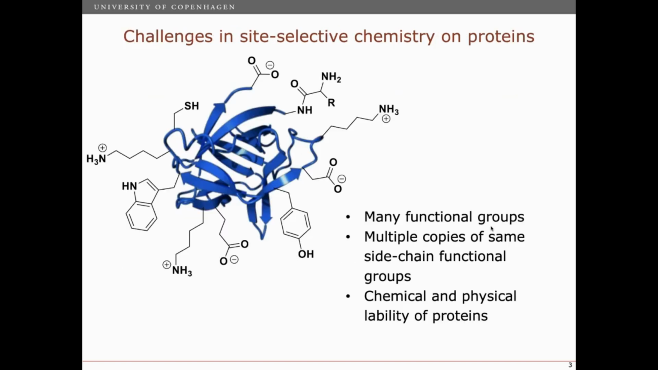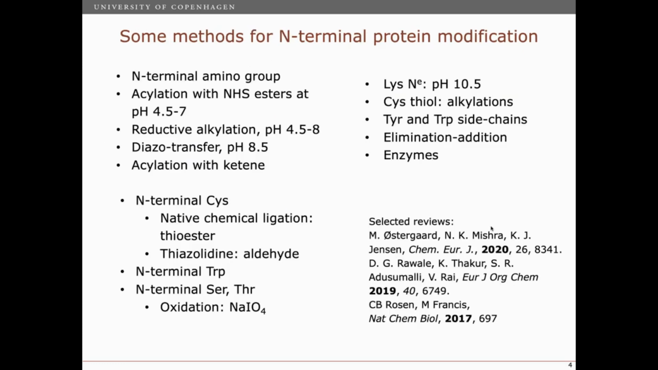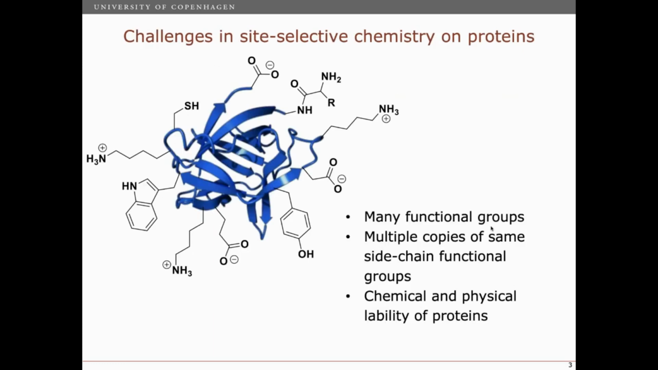But of course, this is a real challenge to organic chemistry because proteins are complex molecules. There are many functional groups. There are many copies of the same side chain functional groups. And proteins have chemical and physical lability. So I see this here as a real frontier for organic chemistry to develop methods for chemical modification of proteins.